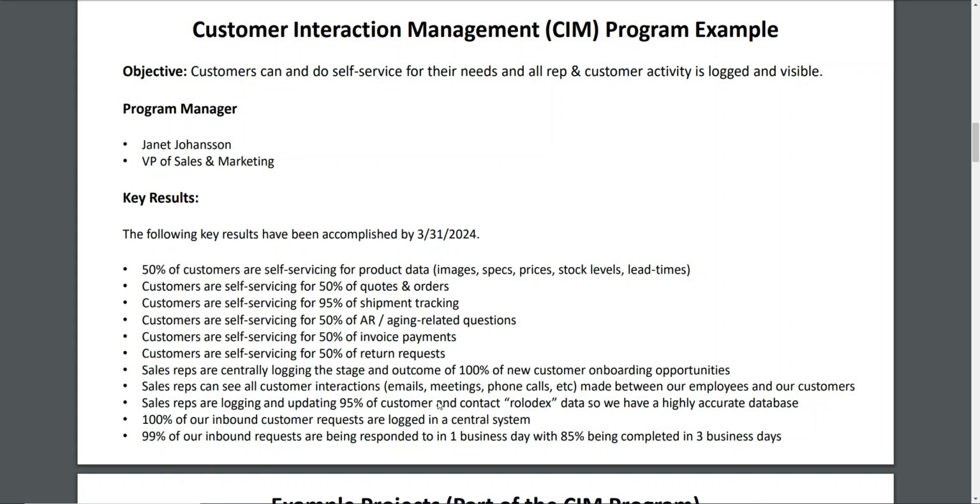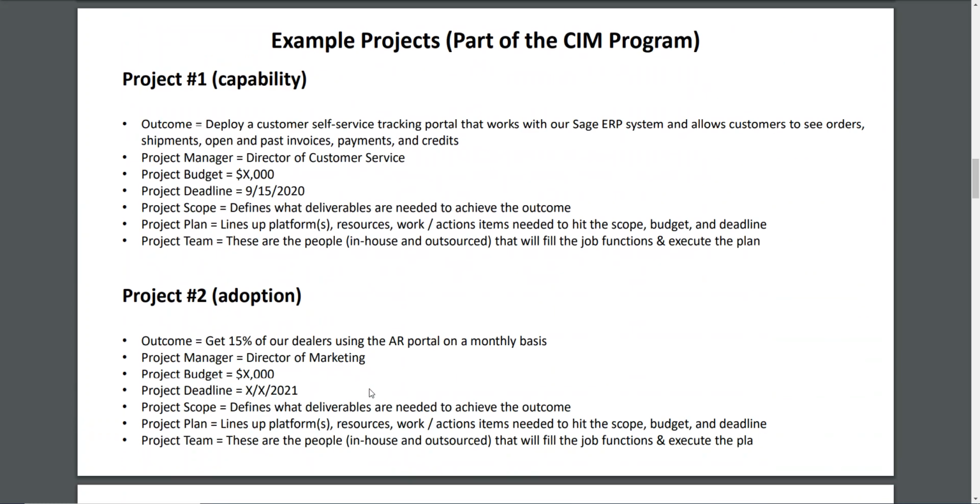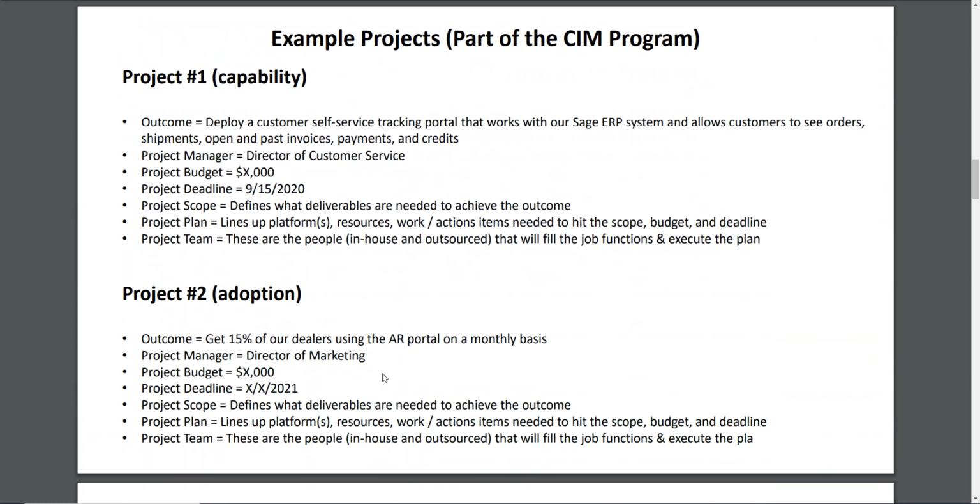So these might be a series of key results or an example that might be part of a customer interaction management program of what you're trying to do to improve customer self-servicing and improve employee productivity. If you look at that, some example projects that might come out of that, these are picking off particular pieces. So if you had that as your overall Sim program, your first project might be, I want to deploy a customer self-service tracking portal that works with our Sage ERP system and allows our customers to see orders, shipments, open and past invoices, payments, and credits.